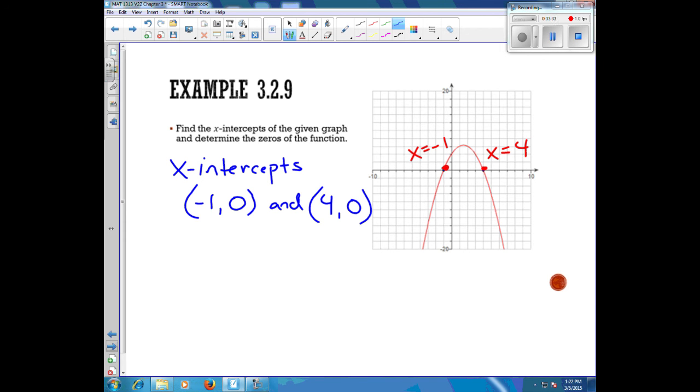Now, if we want the zeros of the function, then we just want to give them the x values. So the zeros: x equals negative 1 and positive 4. So don't get those two confused when you're working the problems on the homework. X-intercepts are points. Zeros are just values.